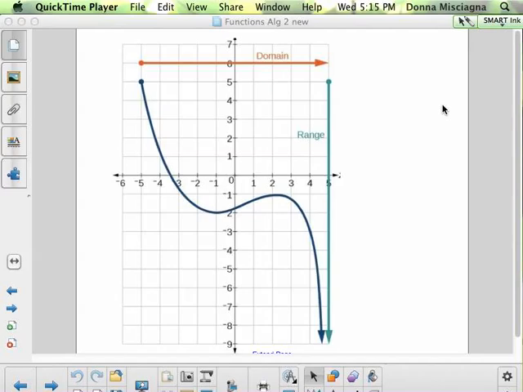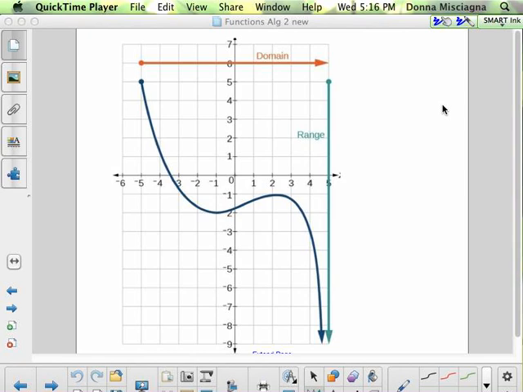Welcome. So now we're going to be identifying more domain and range. Right? So domain are the possible x values. Range is the possible y values. Right? Let's do domain first. And we'll do this in both set notation and interval notation.